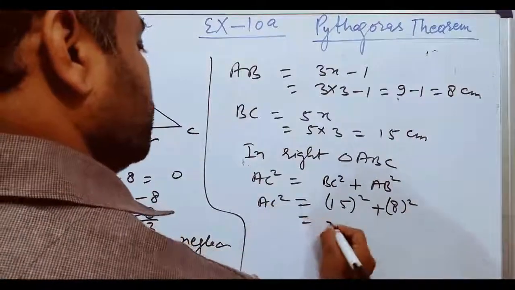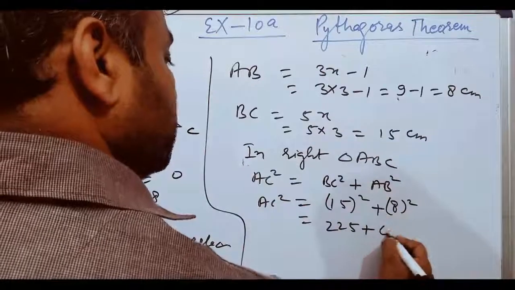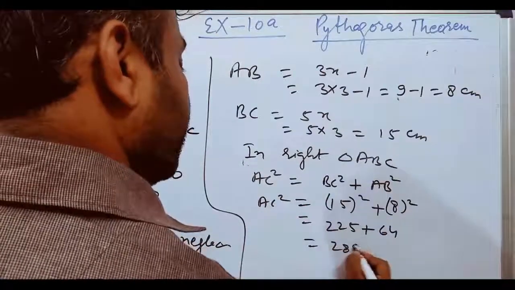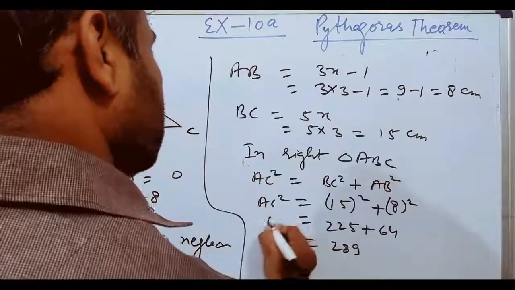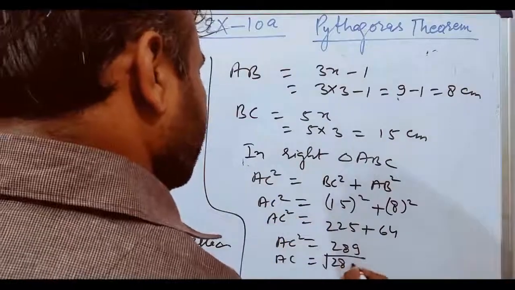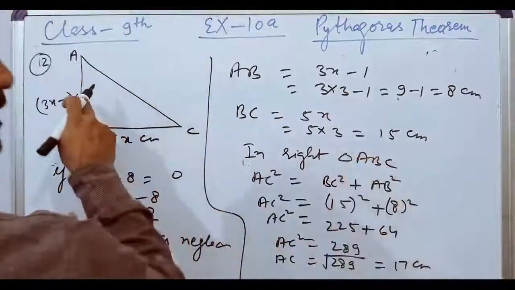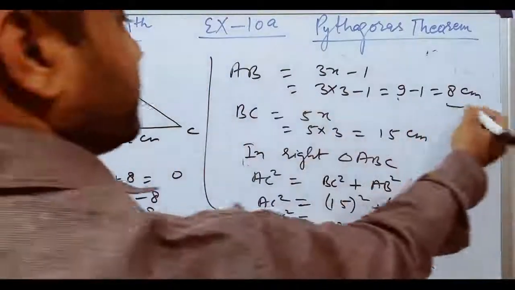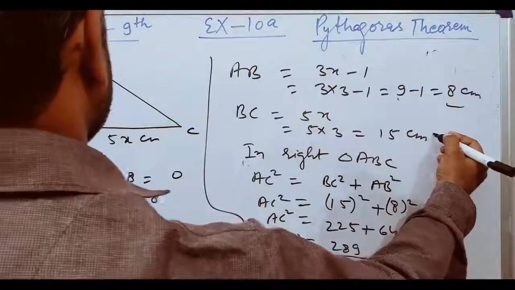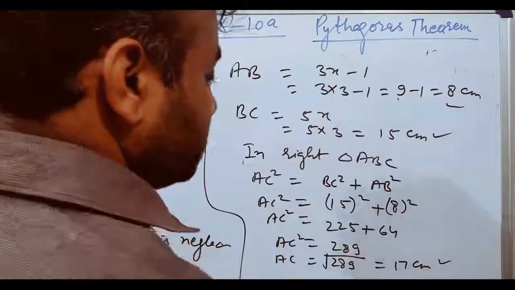AC square it is 225 plus 64, it is 289. AC equal to square root 289 is 17 centimeter. Now we have all three sides. One is 8 centimeter, perpendicular; base 15 centimeter; and hypotenuse 17 centimeter. This is the answer.